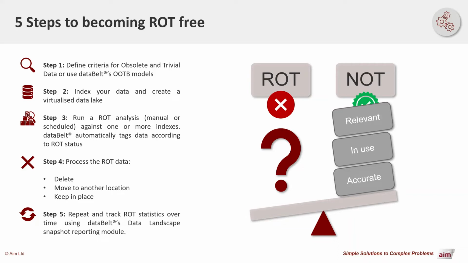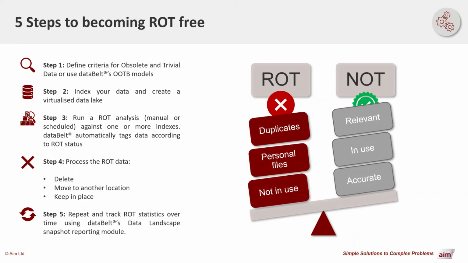Firstly, we're going to define our criteria for obsolete and trivial data. We then index our data so that it can be searched at lightning speed. And next we run our ROT analysis, either manually or through scheduled processes. DataBelt will then either automatically tag the data as it finds it, or we can choose to do so manually.